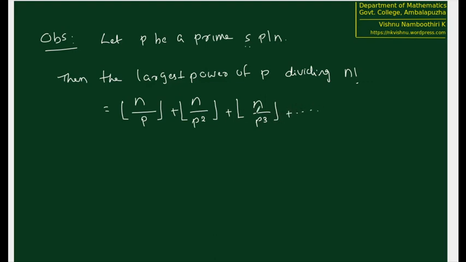And this is a finite sum because when the powers of p are increasing, it will definitely exceed n at a stage, and after that the floor will be just 0. Therefore this is a finite sum. So to find the largest power of p dividing n factorial, we just take the floor of n by p, n by p square, n by p cube, etc., until the floor becomes 0, and add them up, and that will be the largest power of p dividing n factorial.